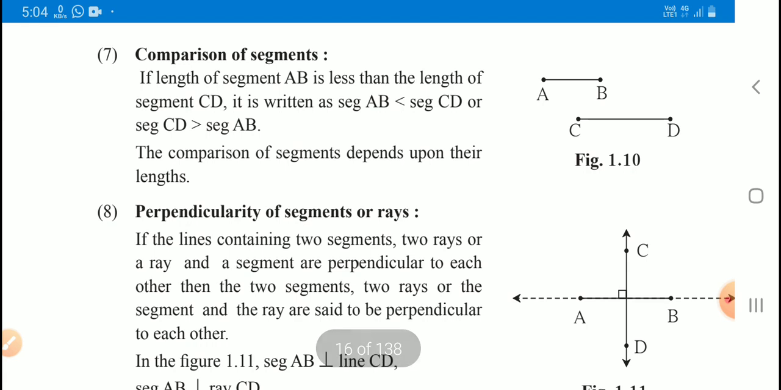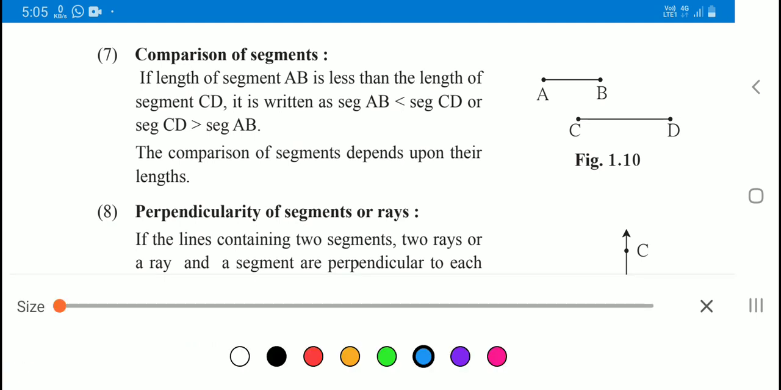In figure number 1.10 they gave two segments. If you look here, there are two segments of different lengths. By observation you can understand it. Here segment AB is smaller than segment CD. So we can write that segment AB is less than segment CD, or that CD is greater than AB.